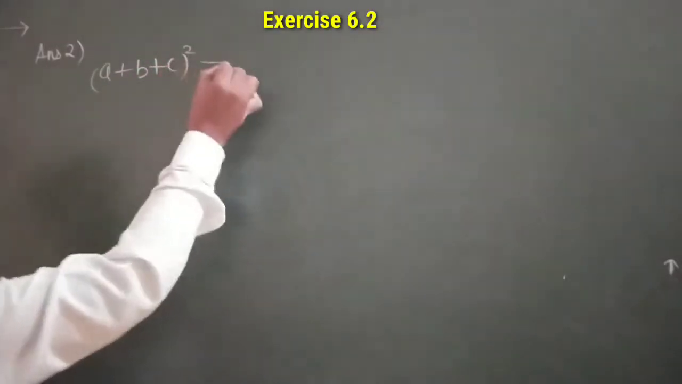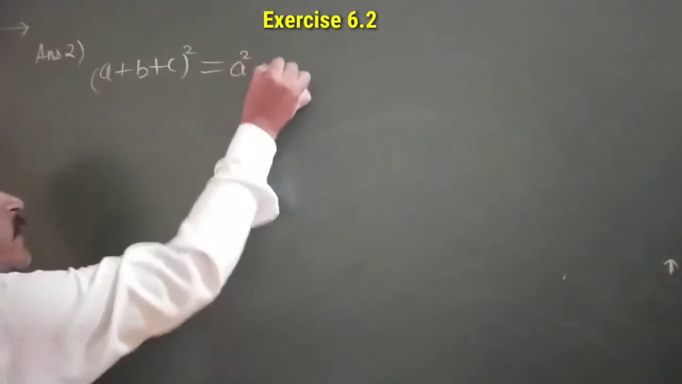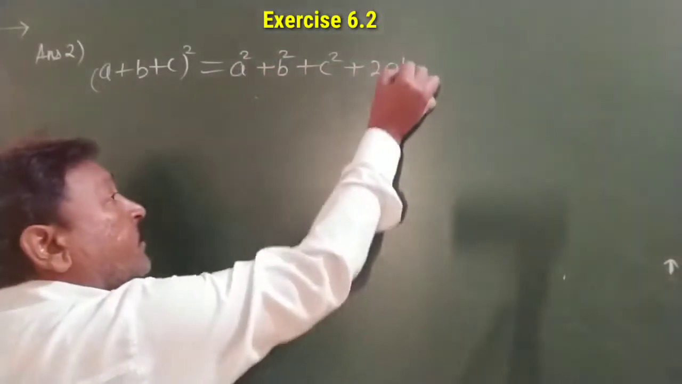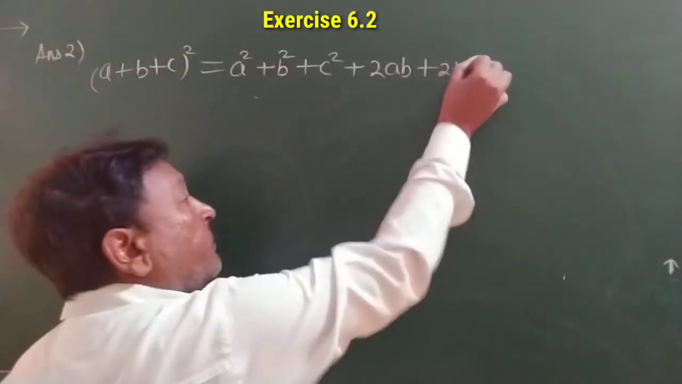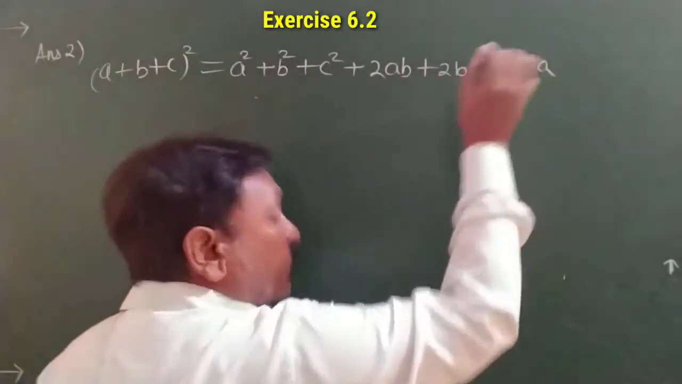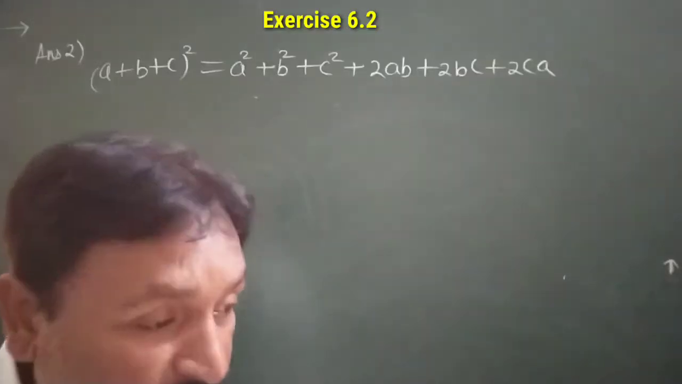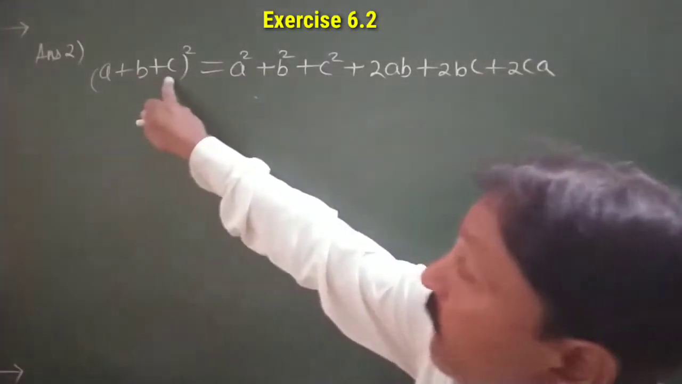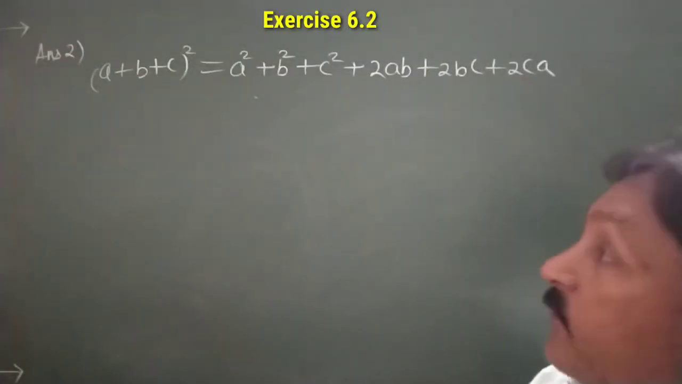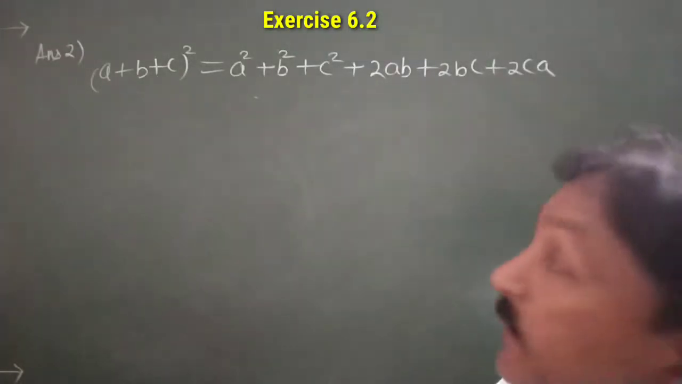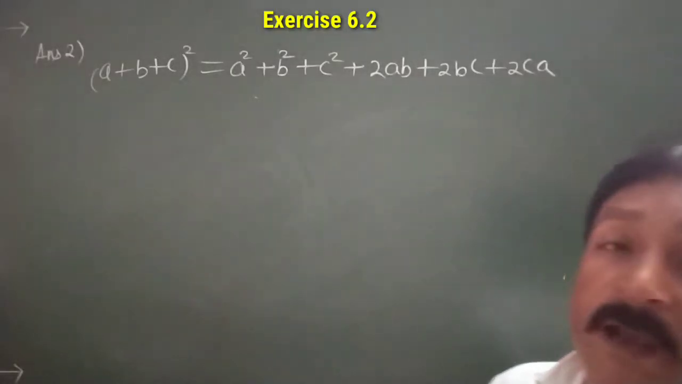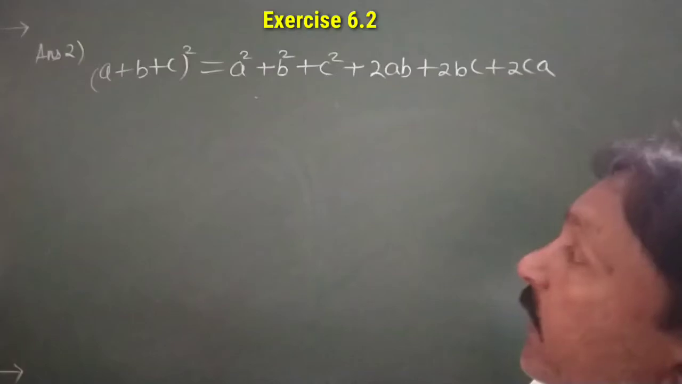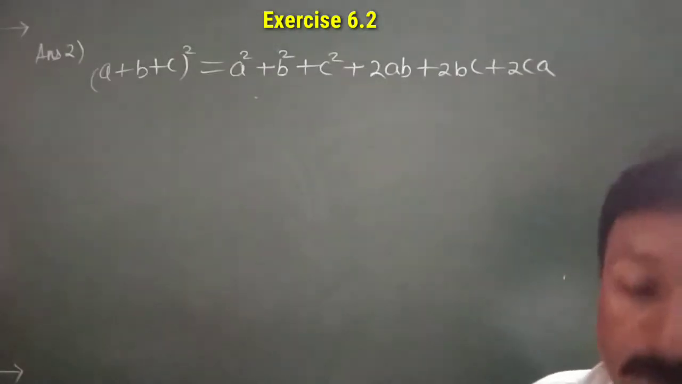Its expansion is A square plus B square plus C square plus 2AB plus 2BC plus 2CA. And always keep one thing in mind, that the values of A, B and C will be taken according to their sign. Means if it is positive, then we have to take the value positive, and if it is negative, then we have to substitute the value in a negative form.